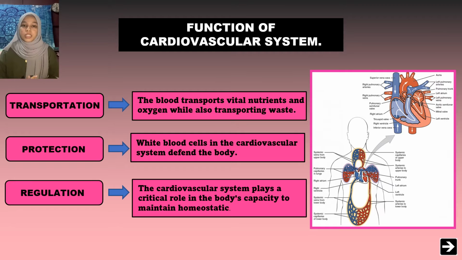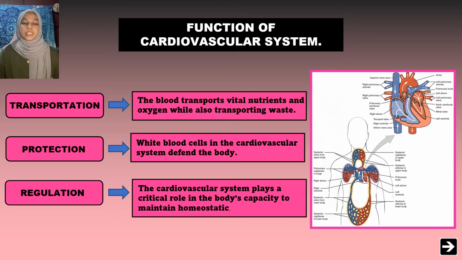Okay, my second point is protection. White blood cells in the cardiovascular system defend the body. White blood cells are responsible for cleaning up cellular waste and fighting disease that has entered the body. Platelets and red blood cells seal wounds and prevent bacteria from entering the body and liquids from leaking out. Blood also contains antibodies that give particular protection against infections for which the body has been treated or vaccinated.